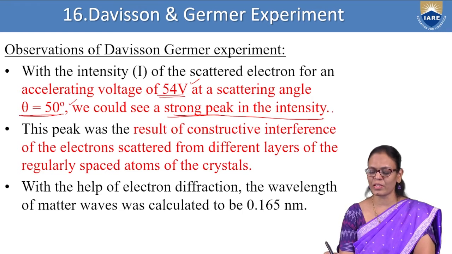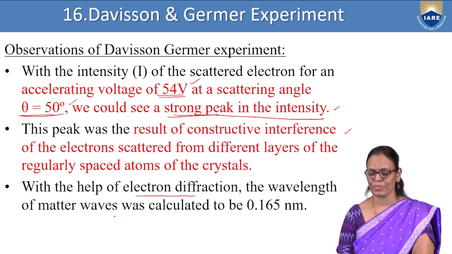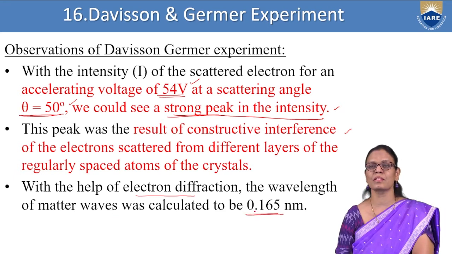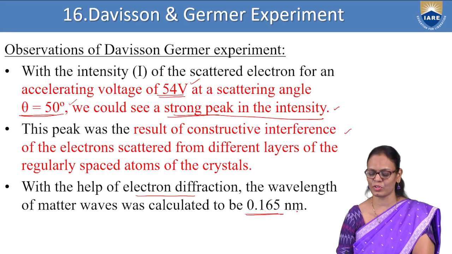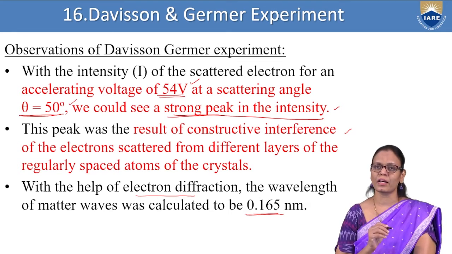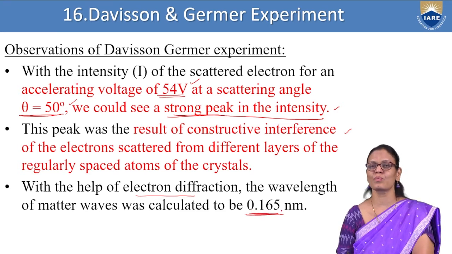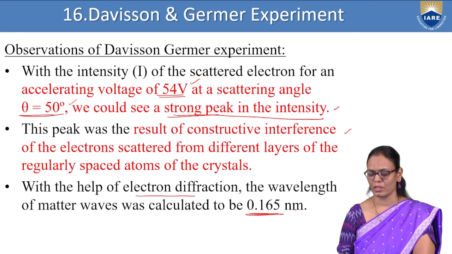After observing this, he assumed that it is maybe because of constructive interference. And with the help of electron diffraction, the wavelength of matter waves was calculated and it was found to be 0.165 nanometer. So after getting these two values, he substituted them into the theoretical formulas and got 0.165 nanometer.